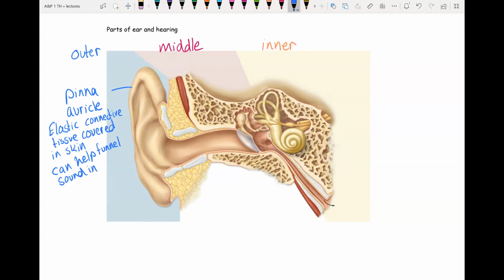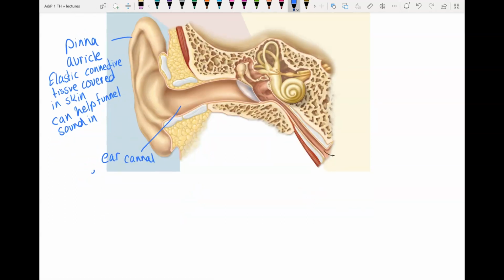Then you have the ear canal. This is also called the external acoustic meatus. This is the tunnel into the temporal bone. So you can see this bone here. This is the temporal bone. So the ear canal is the tunnel into your temporal bone.